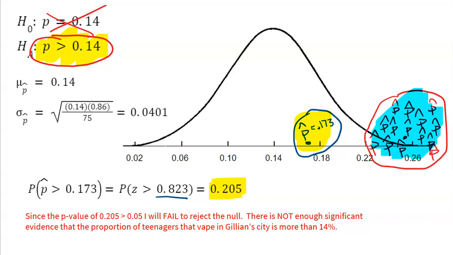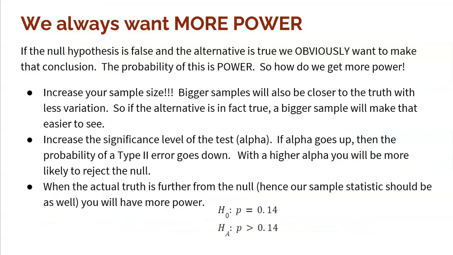Now, you might say, well, what about this whole idea of, okay, how do I get more power? Well, that's actually a great question. Let's just stop right there for a second. How do I get more power? Well, it's actually really common sense. We want more power because if the null is wrong, we want to correctly conclude that. So how do you get more power? Number one, makes so much sense. Increase your sample size. Bigger samples will be closer to the truth.